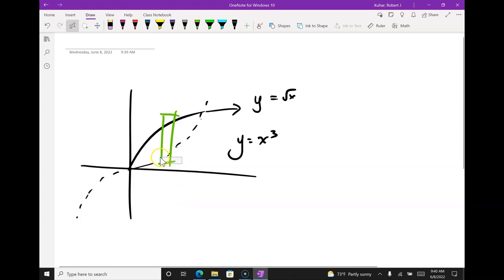Can I do that? No, I guess I can't. But you can imagine me grabbing it and moving it and seeing that the top is always hitting one function, the bottom's always hitting another function. Same thing with the other way. If I'm drawing that rectangle, I want to see the right-hand side hitting one function, the left-hand side hitting the other function. In that case, I know I can do it both ways.